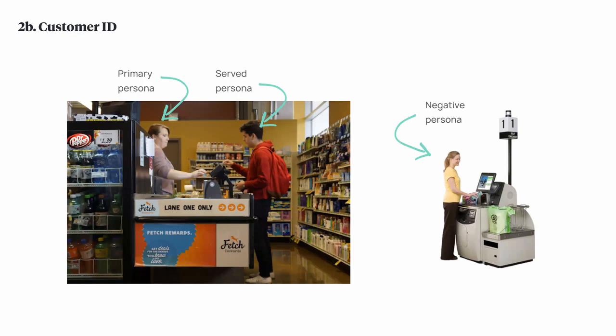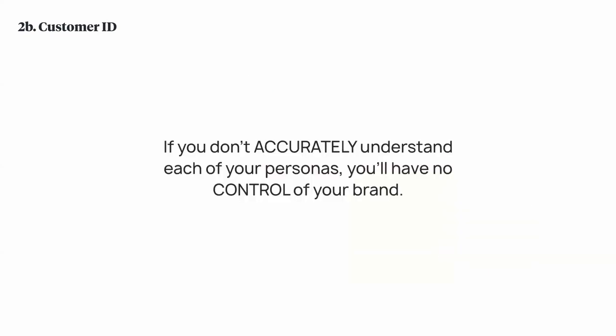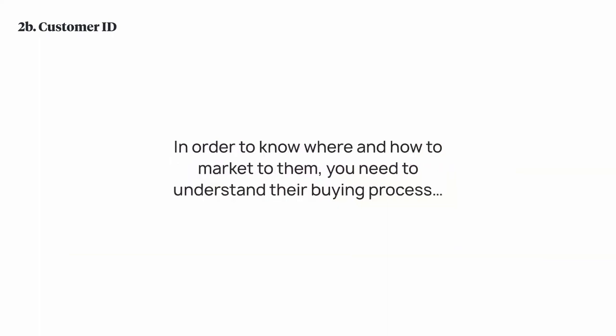Then there's a served persona, the person who benefits from the use of the cash register, but they don't actually use it themselves. And then there's a negative persona, right? The person who goes through the self-checkout line, who's not going to be using your product whatsoever. So if you don't accurately understand each of your personas, you'll have no control over your brand.